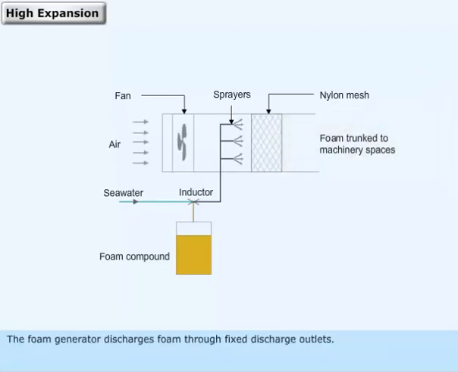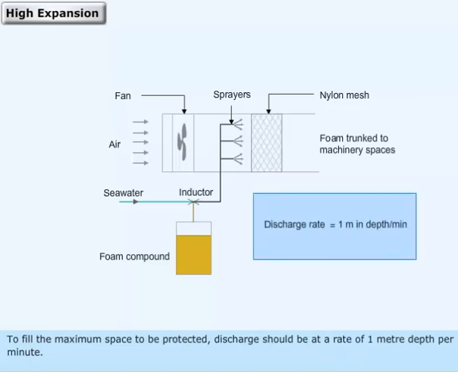The foam generator discharges foam through fixed discharge outlets. To fill the maximum space to be protected, discharge should be at a rate of 1 meter depth per minute.